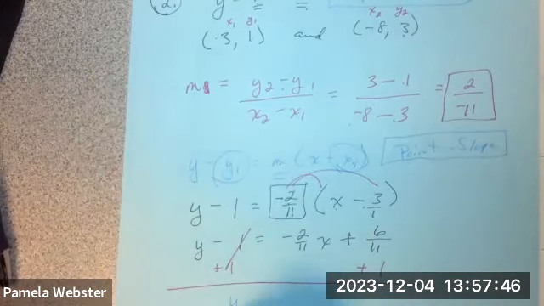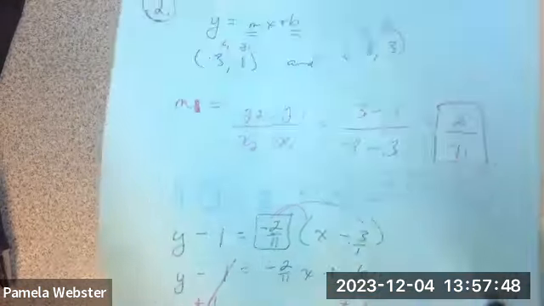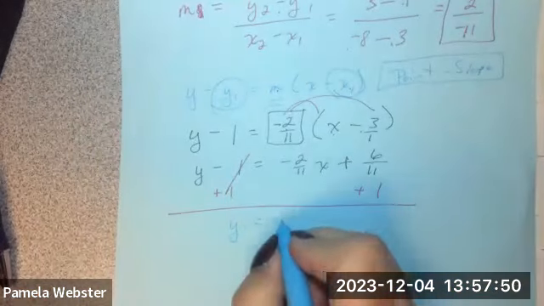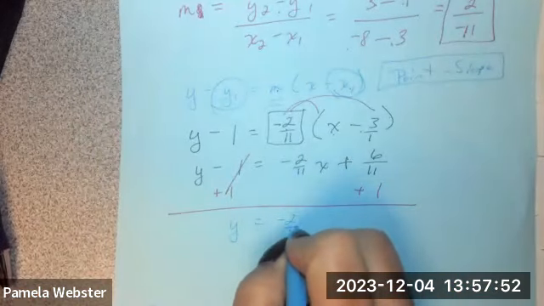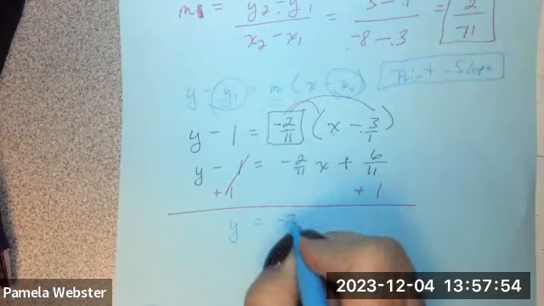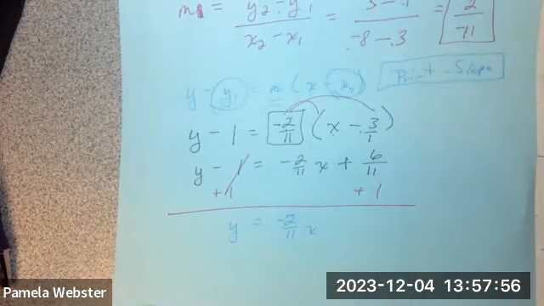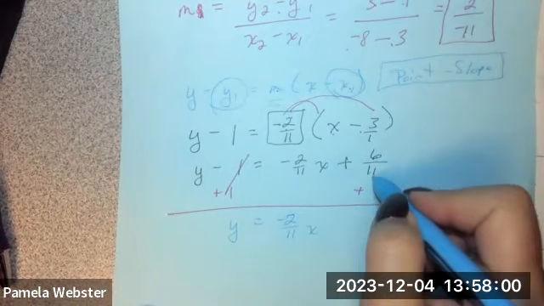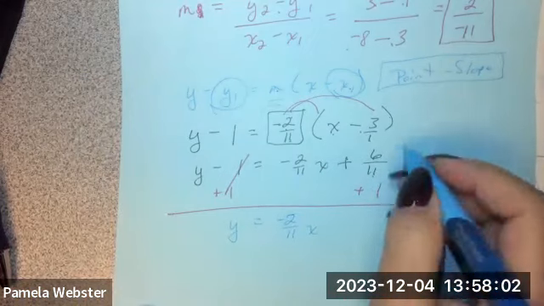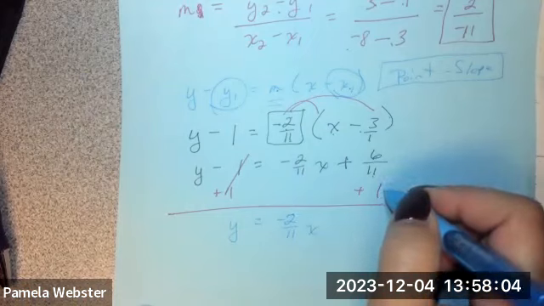I'm left with just y equals, let me speed this up a little bit. Y equals this -2/11. X is going to stay by itself because it's the only X out there. There's nothing to combine it with. But this 6/11 and 1, I need to add those together.